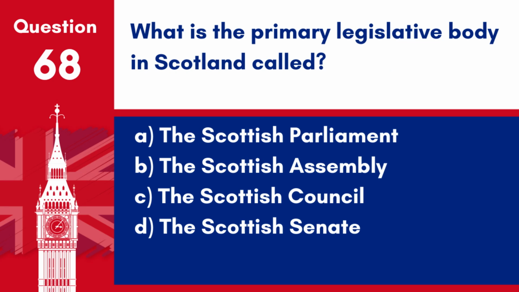Question 68. What is the primary legislative body in Scotland called? A. The Scottish Parliament. B. The Scottish Assembly. C. The Scottish Council. D. The Scottish Senate. Answer: A. The Scottish Parliament. The primary legislative body in Scotland is called the Scottish Parliament.